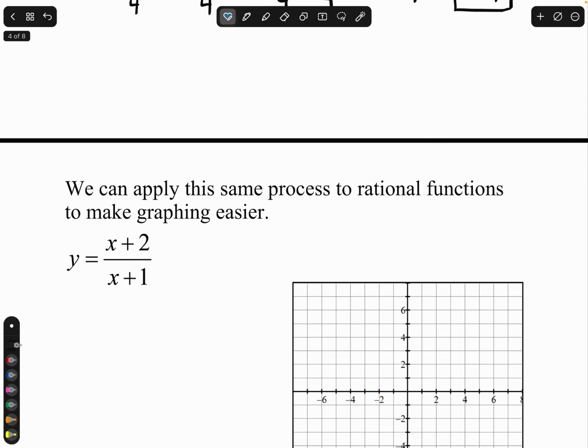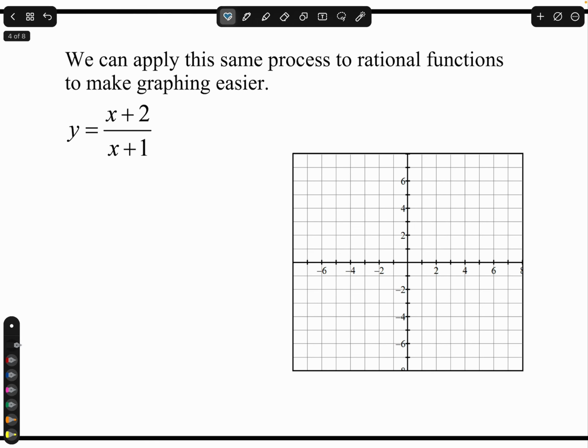Okay, so now we're going to apply that same process to our rational functions. If I gave you something that looks like this, y is equal to the quantity of x plus 2 over x plus 1, and I asked you to graph that, we've never graphed that before. So we're going to use a very similar process to help us turn this into its graphing form, which should make it easier for us to graph.